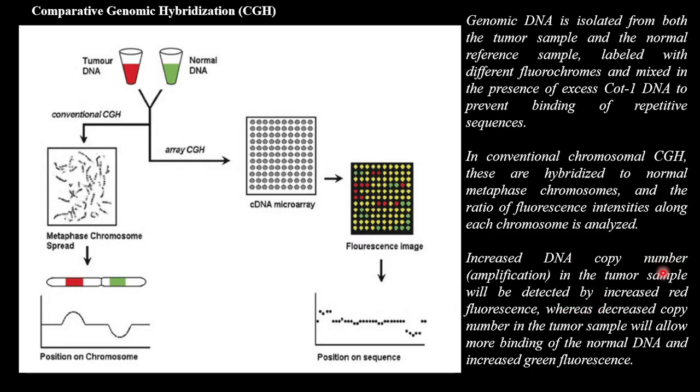Increased DNA copy number in the tumor sample can be detected by the red fluorescence. Decreased copy number will show as green fluorescence, and if it is equal, then you will see the yellow signal. On the basis of that, you can identify. Suppose this is the P53 gene, then you can say the tumor sample has more P53. Okay, like that. P53 basically causes apoptosis, so maybe you can see the green signal. So in the tumor sample, it is going to be less. Like that.